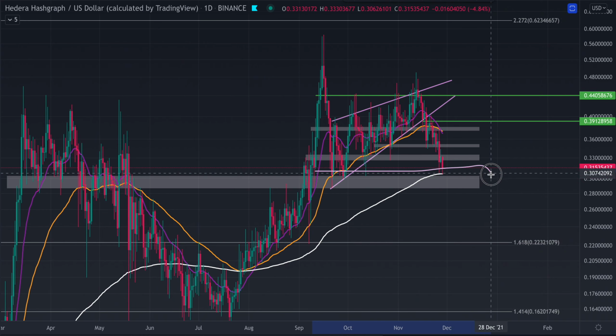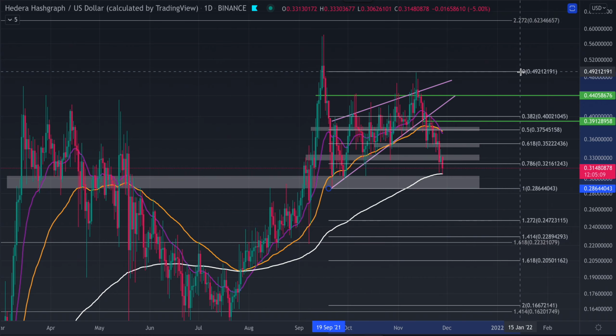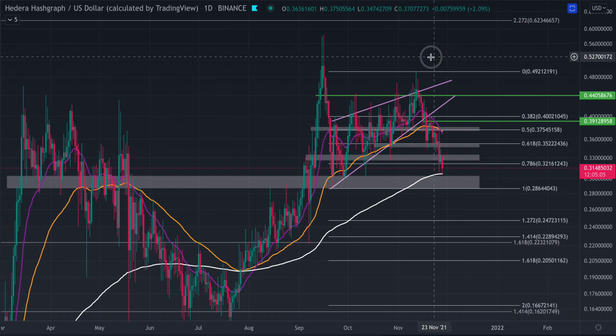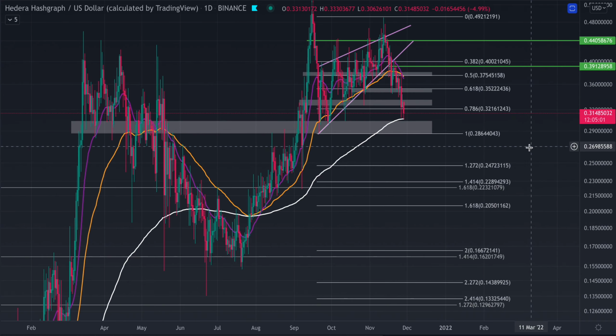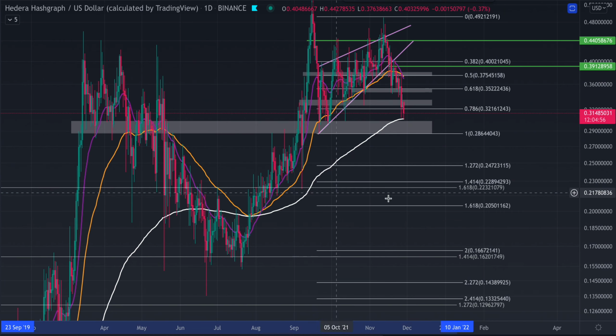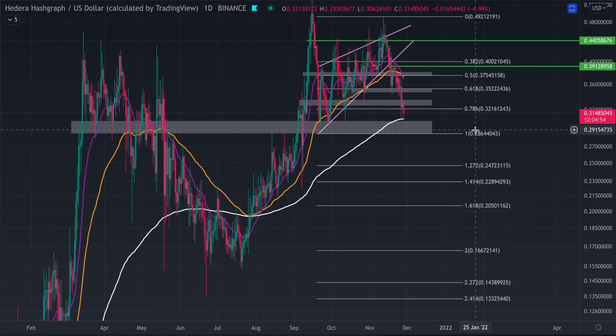Yeah, this is the level that I must see held. Let's look at some downward targets on the daily time frame. So I'm measuring from 21st September to 12th of November. If you do lose 28 cent, I'm bearish, guys. I can't lie to you. So this is the level that we must see hold. If you lose 28 cent, we could come as low as 20 cent.